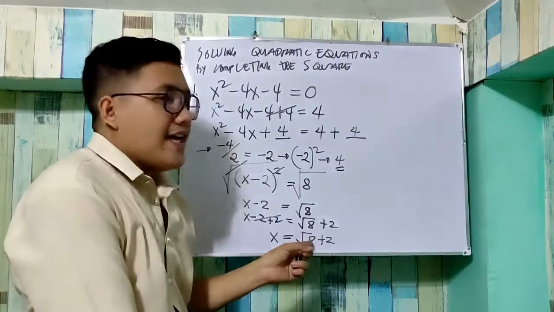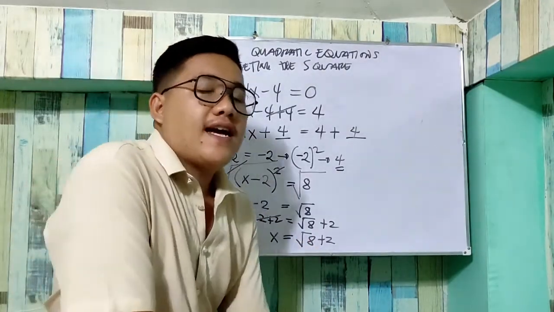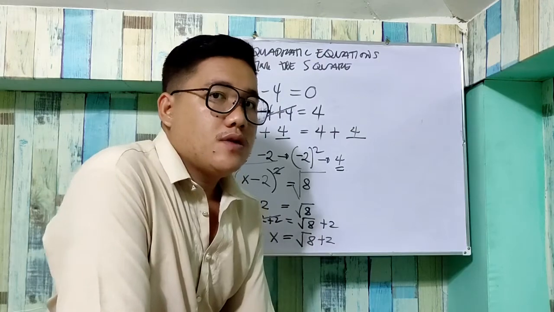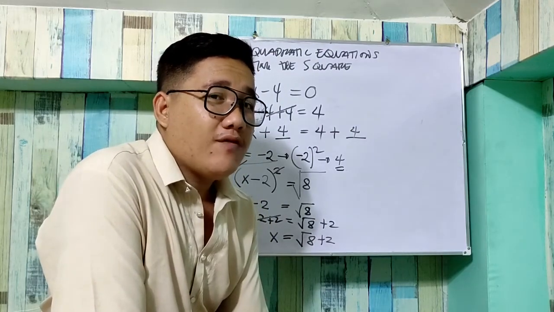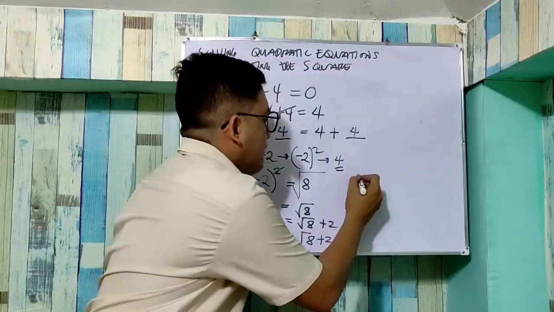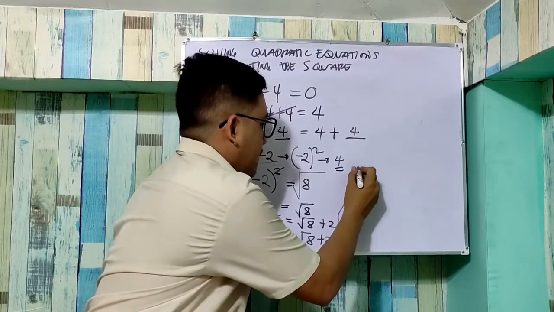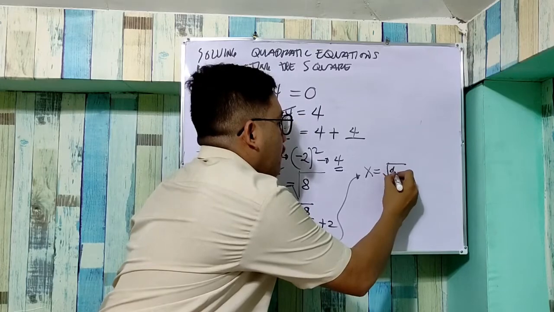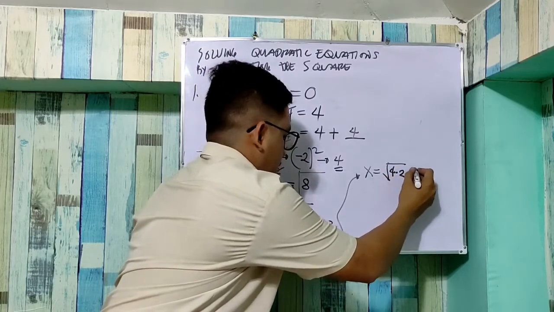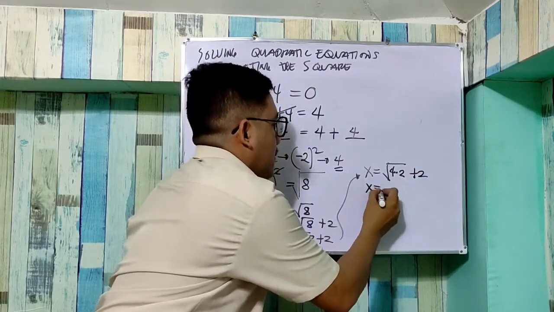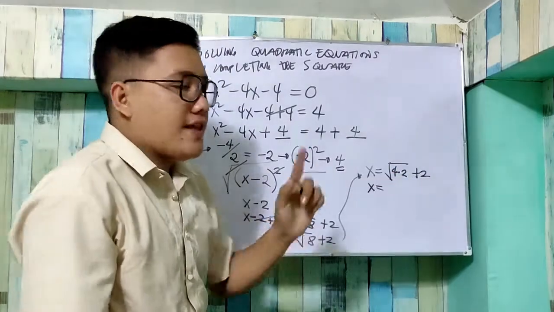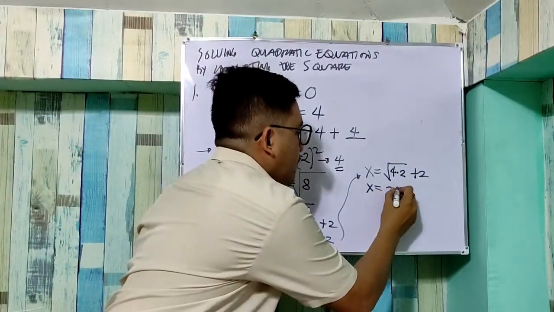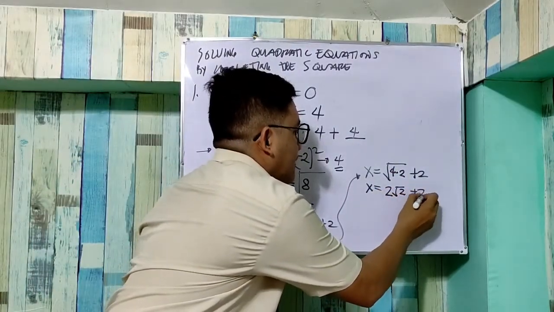So, we can simplify 8. Does 8 have factors that have a square root? Yes. We have here 2 and 4. So, we can simplify it. So, we have here square root of 4 times 2 plus 2. Okay. What is the square root of 4? That is 2. So, we have here 2 square root of 2 plus 2.